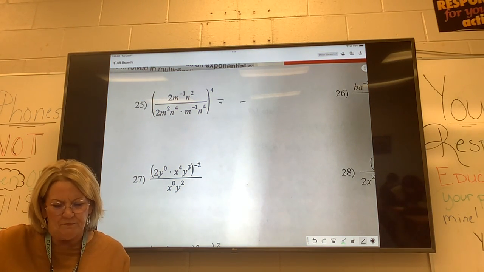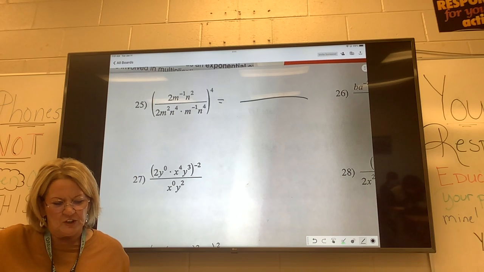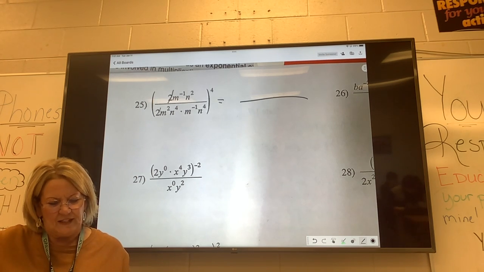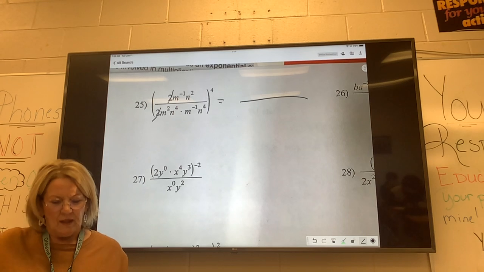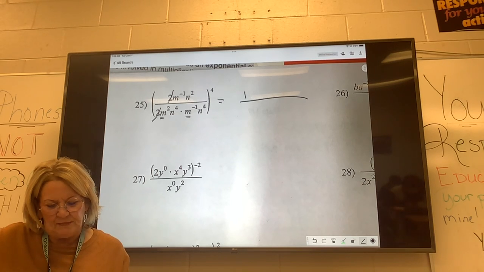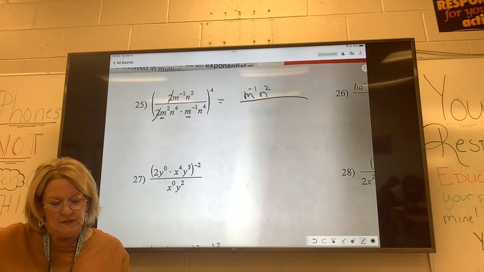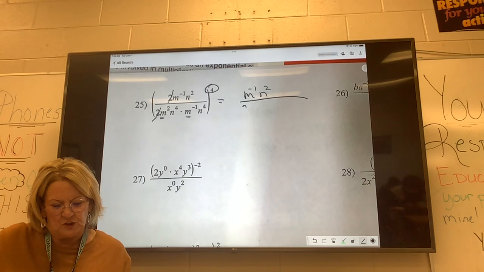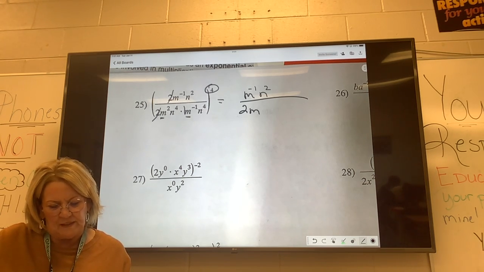So I'm going to go ahead and build my fraction bar. I have a 2 over 2, so that cancels out. My larger m, hold on, I've got 2 m's down here, so I have to multiply the bottom. That gives me an m to the negative 1 n squared still, and I'm only doing the inside. I'm not worrying about this 4 yet. Then I have a 2 times 1, which is 2. There's a 1 there. And I have an m2, and a negative 1 is an m1, and an n4, and an n4 is an n8.